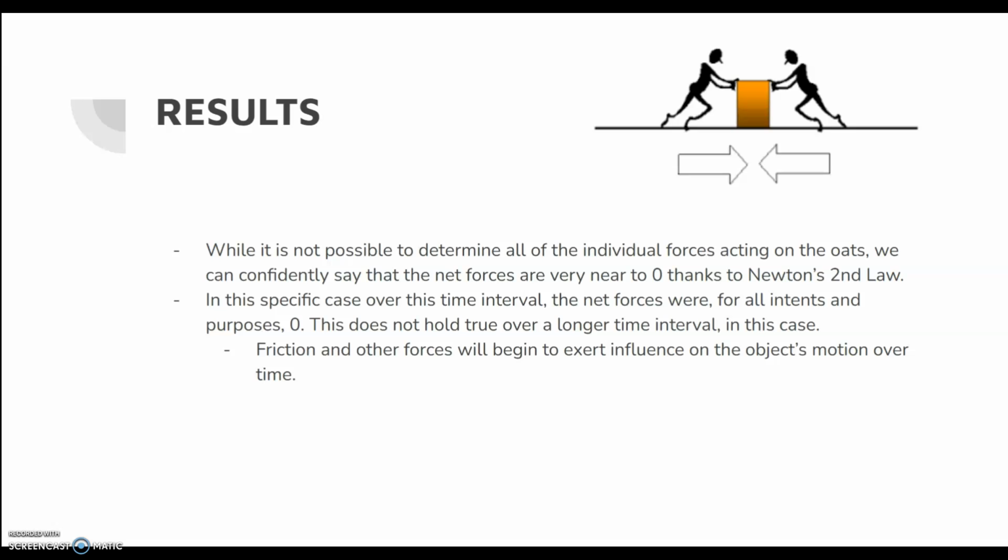All right, our results. While it's not possible to determine all of the individual forces acting on these oats, we can confidently say that the net forces are very near to 0 thanks to Newton's method. And some possible errors, other forces, are going to start acting upon the object once we get outside of this time frame that we analyzed.